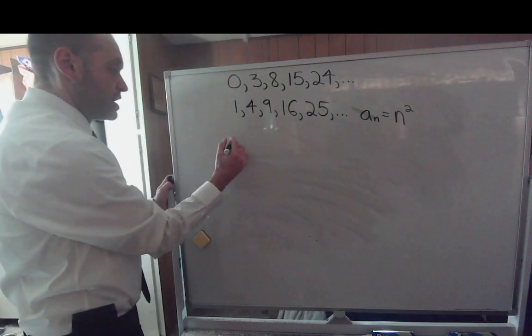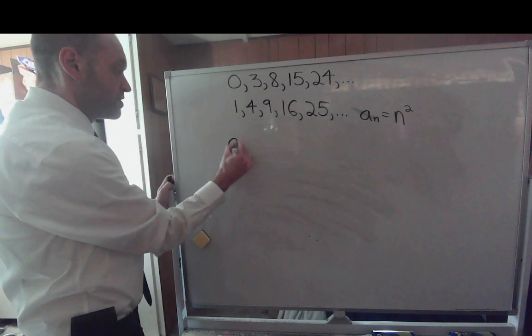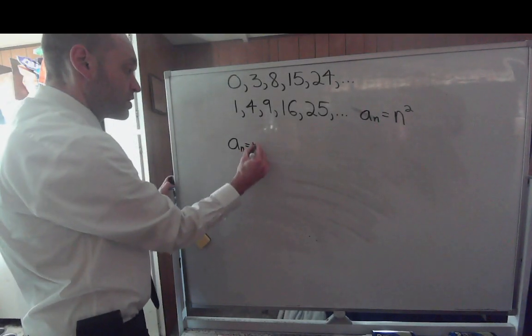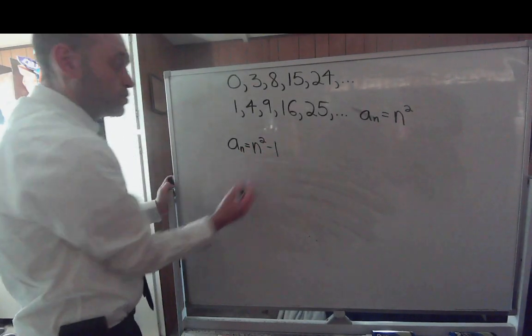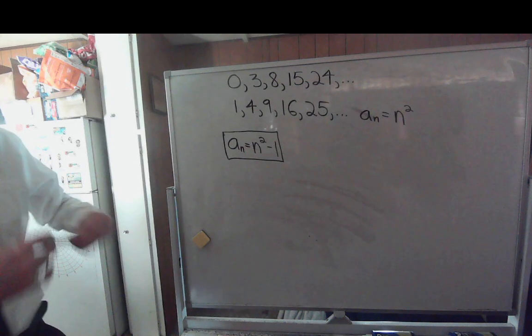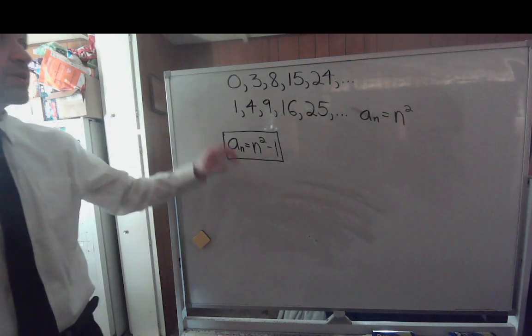So that means for your original sequence, if you take this one, that n squared, and just subtract 1, you'll have the general formula for your sequence. A sub n would equal n squared minus 1.